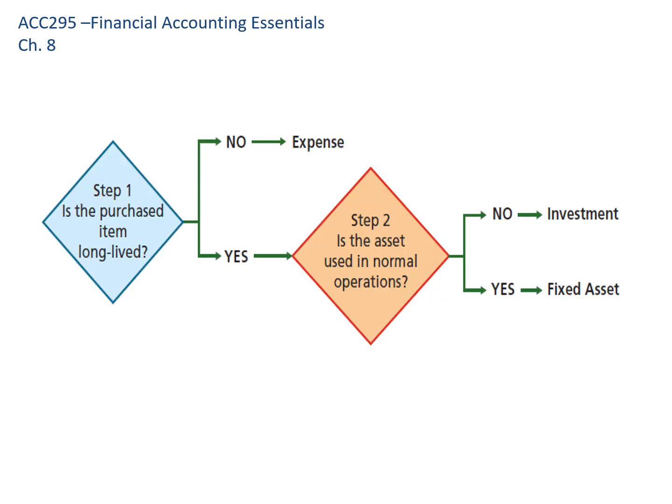So I want to talk a little bit about how we determine if something should be capitalized or not. So the first step is, is it going to last a long time? If it's not going to last a long time, if it's something that's going to get used up within a short period of time, we'll just immediately expense it. If it's going to last a long time, then we ask the second question, is it used in normal operations? If it's not being used in normal operations, like the backup machine I talked about, that would be an investment. If it is used in the operations of the company, it would be a fixed asset.